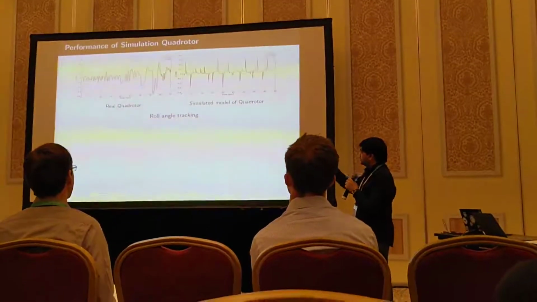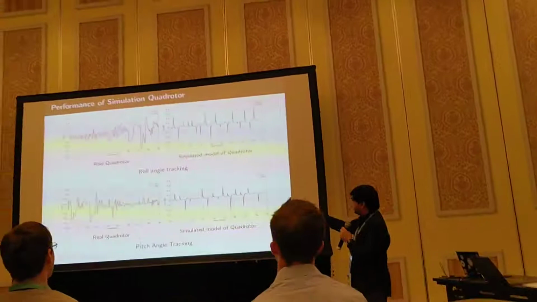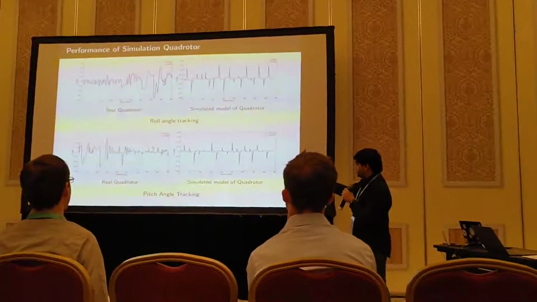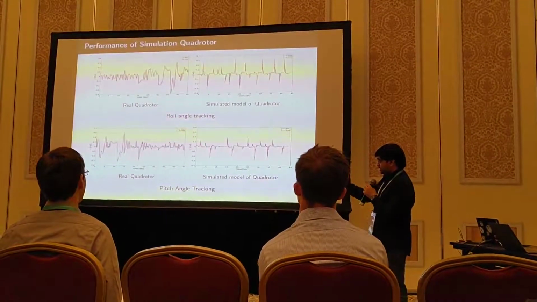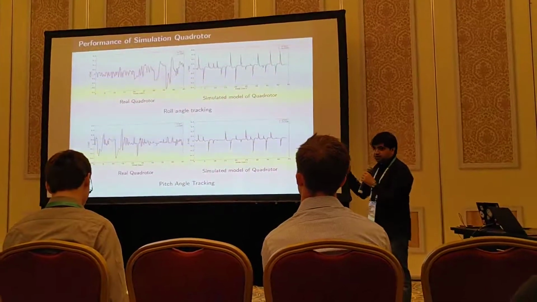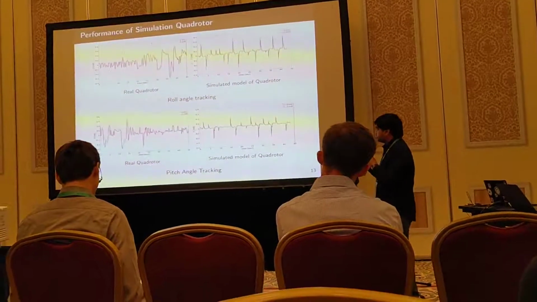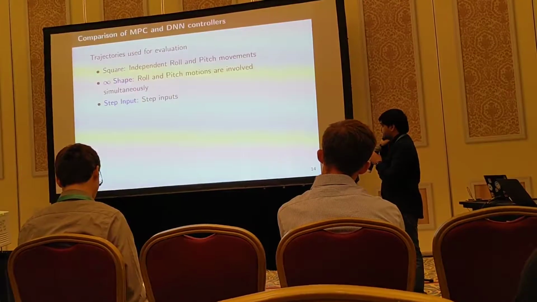The transfer functions in the roll angle and pitch angle tracking of the real and simulated quadcopter are quite similar. The difference between the dotted line and the blue line refers to how much time the quadrotor took to follow that input. They are quite similar. After tuning, we get these.